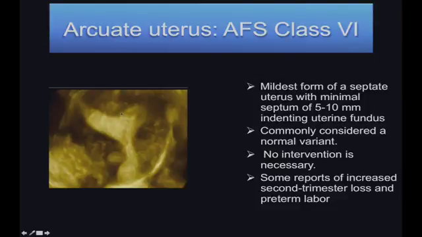uterine fundus. And I say 5 to 10 millimeters because if it's under 5 millimeters, it's not really even considered an anomaly. This is commonly considered a normal variant. No intervention is necessary, although there are some reports of increased second trimester loss and preterm labor.